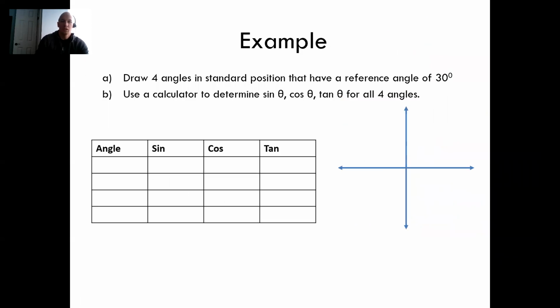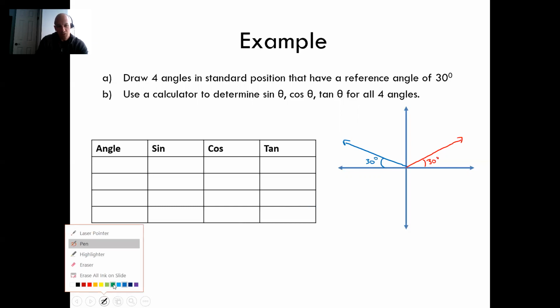Okay, so what would be a useful thing is if we draw 4 angles in standard position that have a reference angle of 30 degrees. You could be in quadrant 1 with a reference angle of 30 degrees, but you could also be in quadrant 2 with a reference angle of 30 degrees. That's going to put you over here in quadrant 2, and you're always going away from the x-axis. But you could also go below the x-axis.